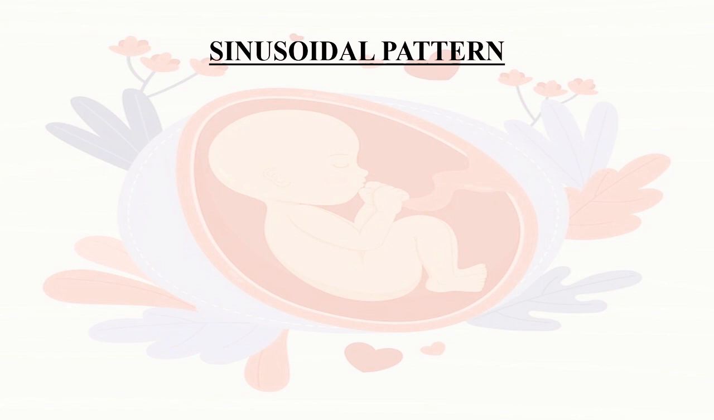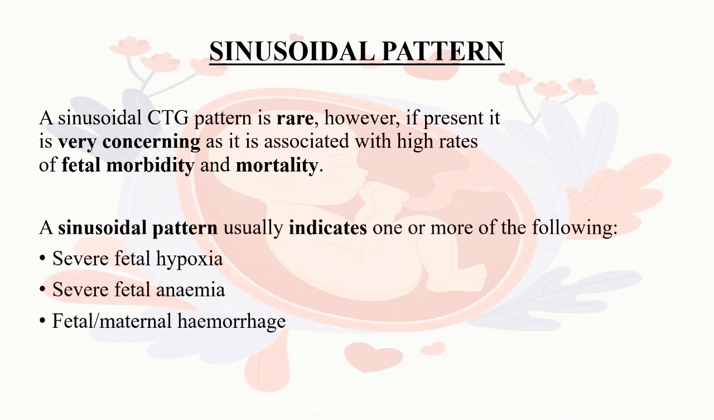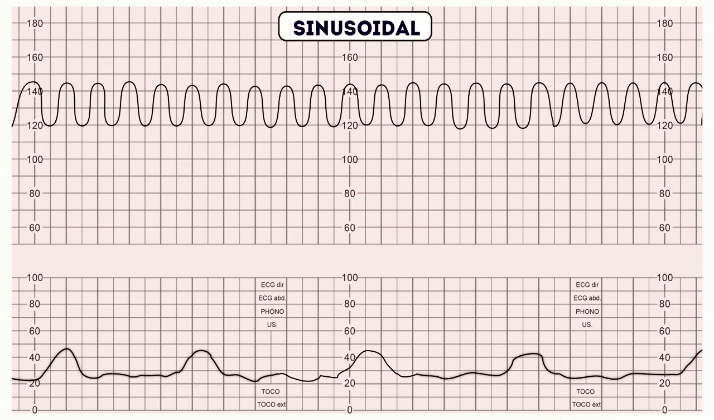Apart from whatever patterns we have studied till now, one more pattern is there known as a sinusoidal pattern that is very rare, but it is very concerning and is associated with a very high rate of fetal mortality and morbidity. And the sinusoidal pattern is mainly seen in case of severe fetal hypoxia, severe fetal anemia, and fetal and maternal hemorrhage. So this is a graph here of a sinusoidal pattern.